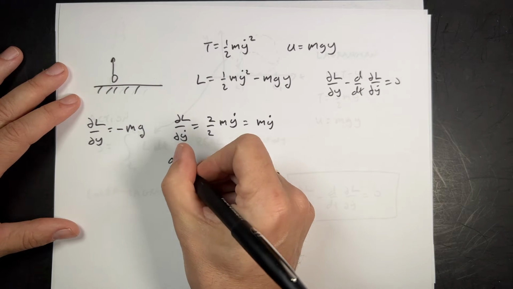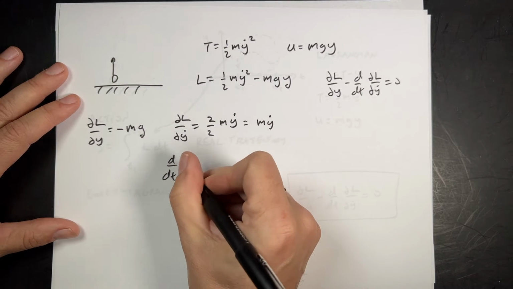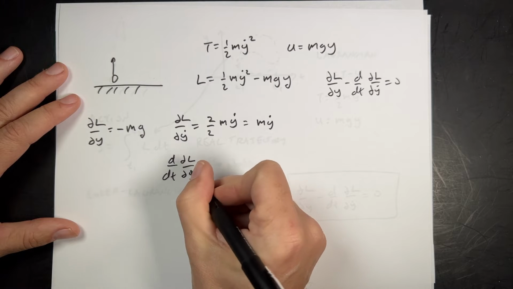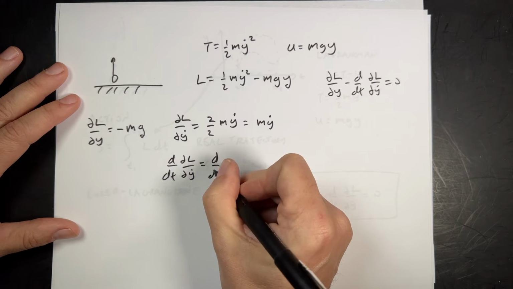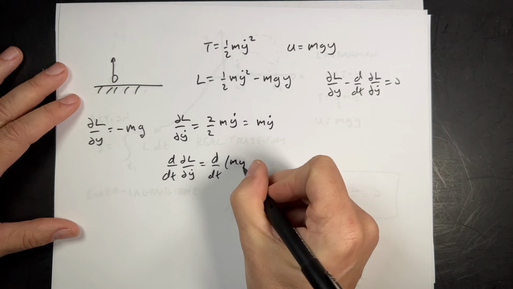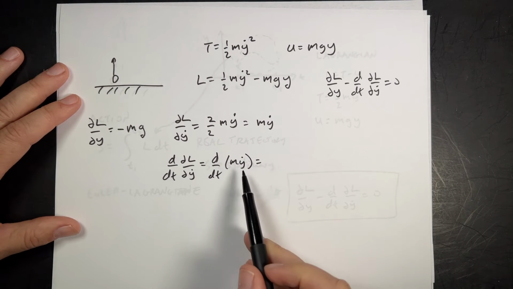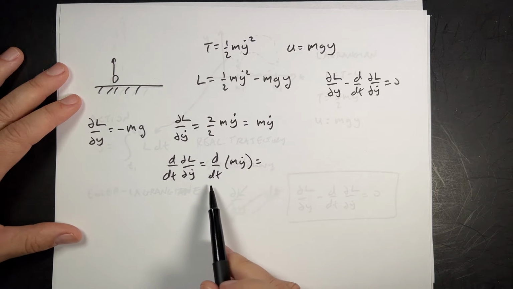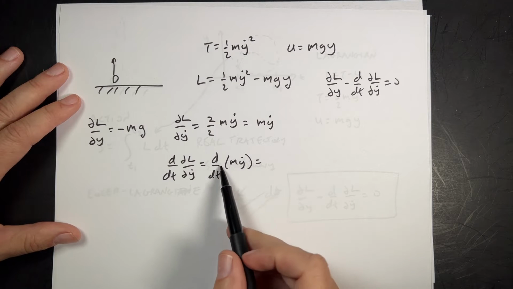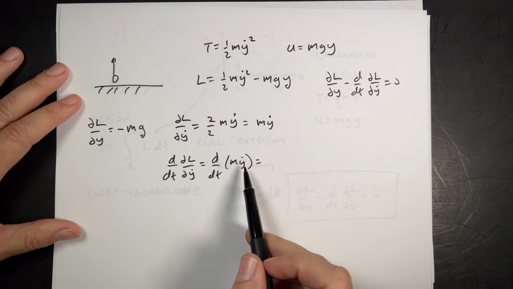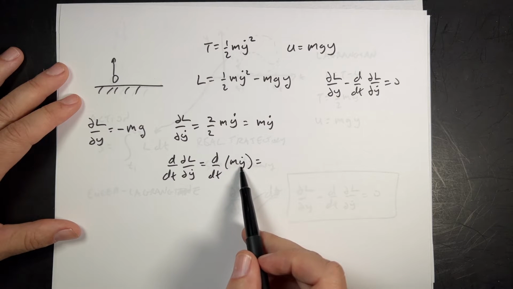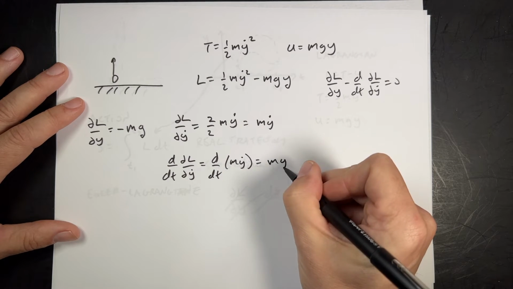Now I need to take the derivative of that with respect to time. So I'm going to say the derivative with respect to time of the partial of L with respect to y dot is going to be the derivative with respect to time of m y dot. And that's actually pretty easy because there's no time dependence. This is an actual derivative, not a partial. And there's no time dependency on the mass. And so I just have mass times the time derivative of y dot, which is m y double dot.